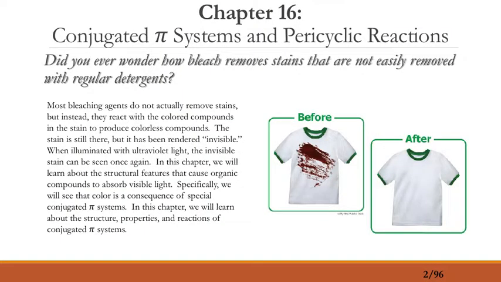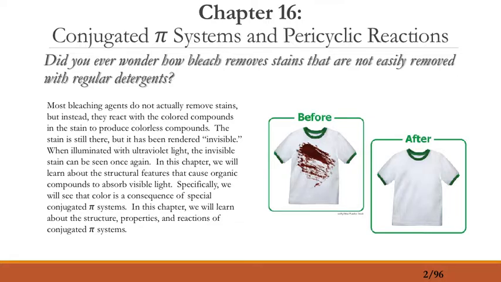So an introduction into, I guess, this unit of two chapters here from our book would be here. Did you ever wonder how bleach removes stains that are not easily removed with regular detergents? Most bleaching agents do not actually remove stains, but instead they react with the colored compounds in the stain to produce colorless compounds. The stain is still there, but it has been rendered invisible. When illuminated with ultraviolet light, the invisible stain can be seen once again. In this chapter, we will learn about the structural features that cause organic compounds to absorb visible light. Specifically, we will see that color is a consequence of special conjugated pi systems.